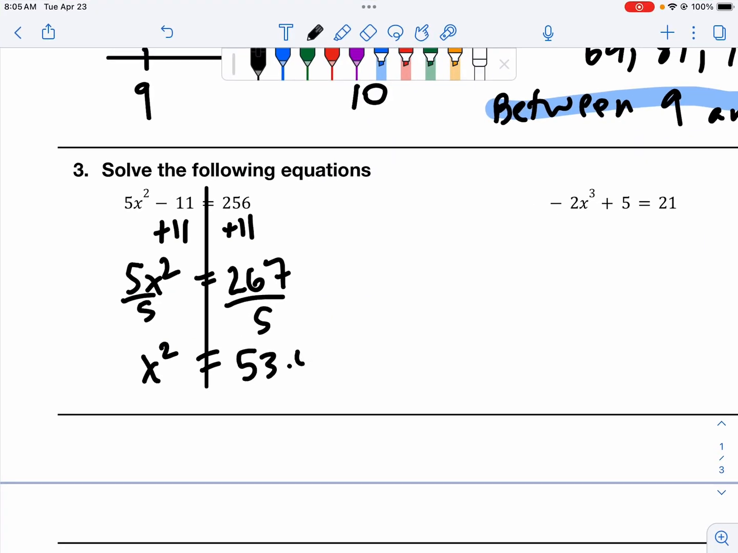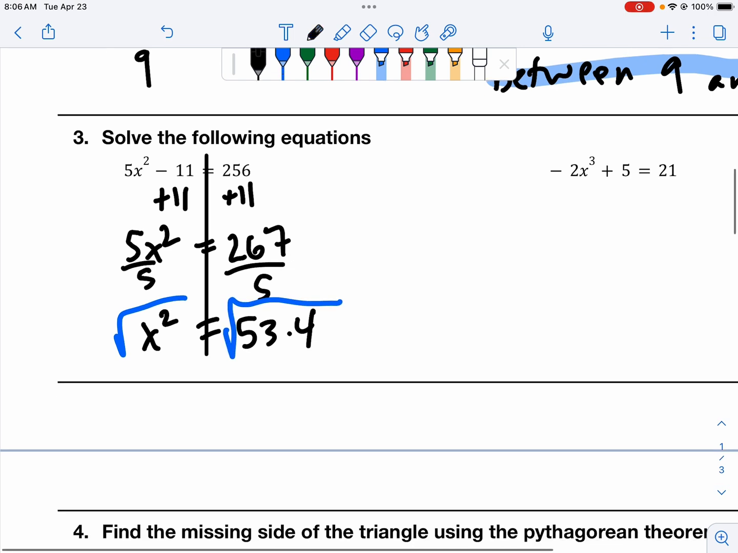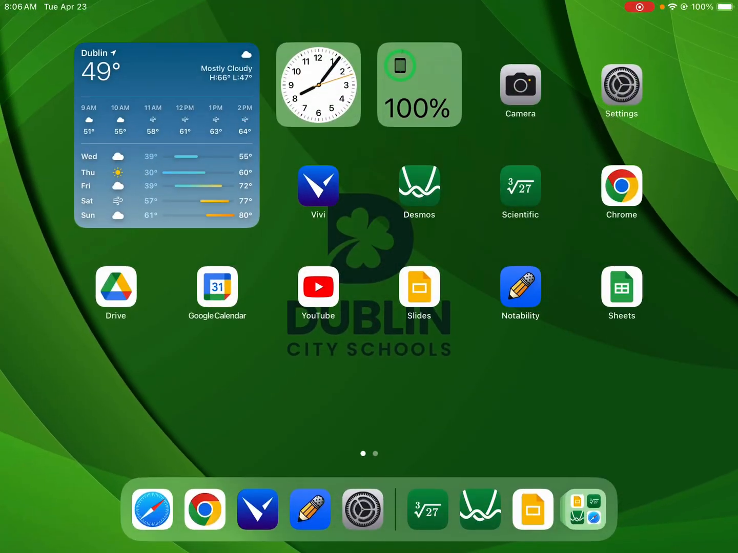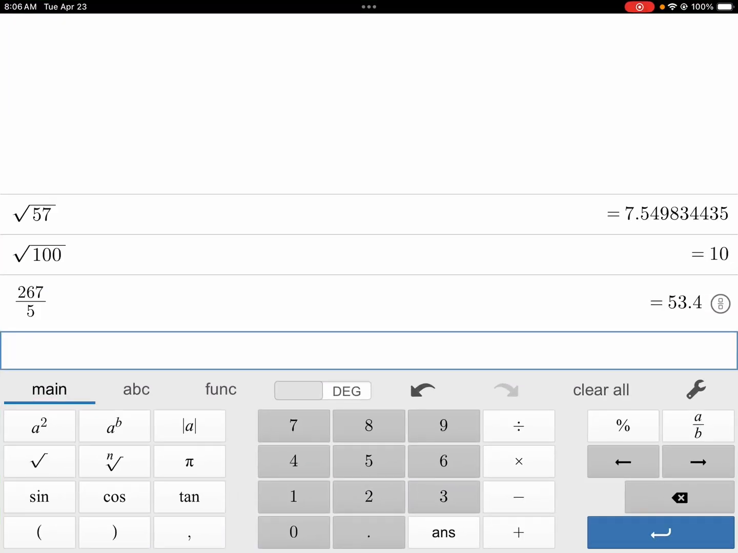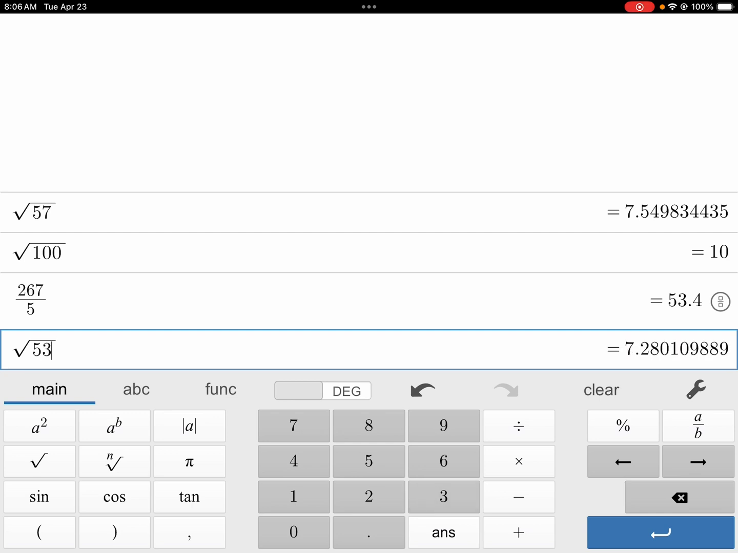Now, when I see x squared equals, I need to square root both sides. A square root undoes a square. So we're going to end up with x equals the square root of 53.4. Okay, we get 7.31.